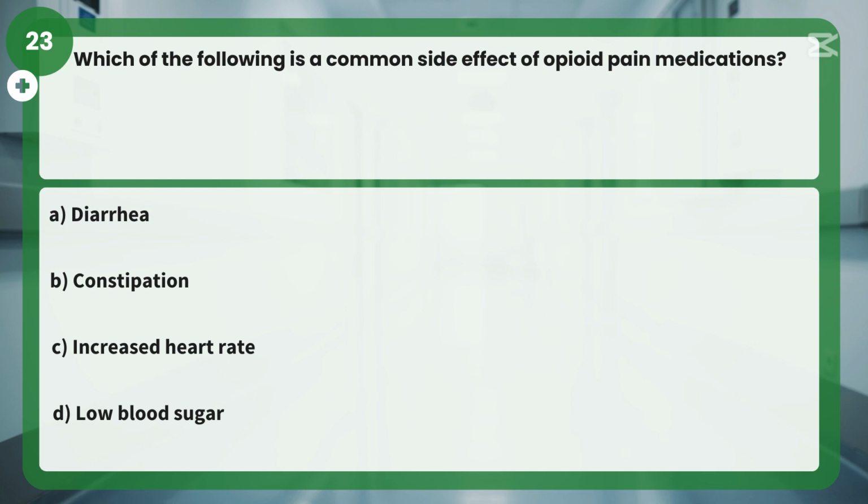Which of the following is a common side effect of opioid pain medications? A. Diarrhea. B. Constipation. C. Increased heart rate. D. Low blood sugar.